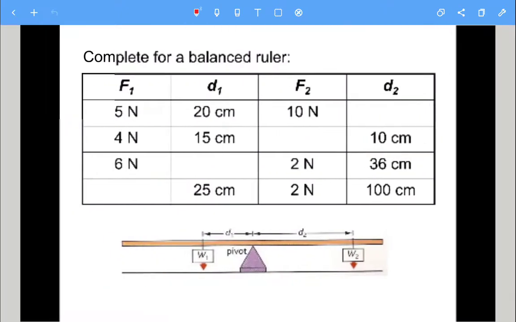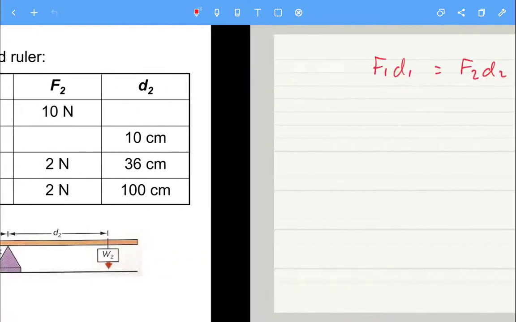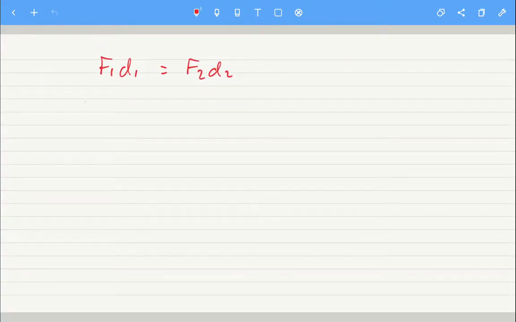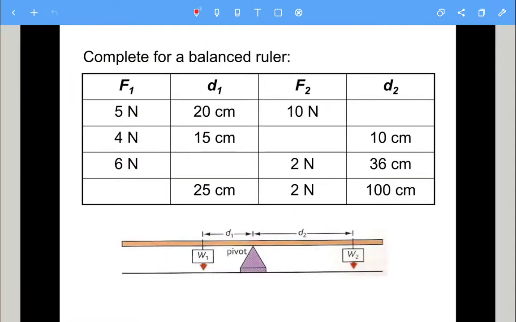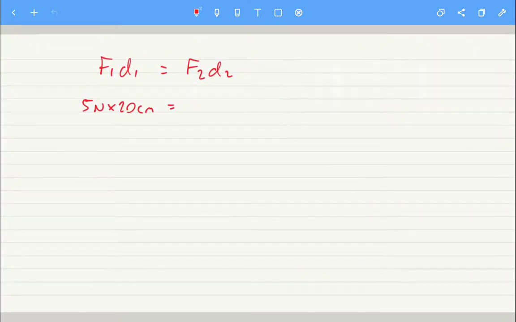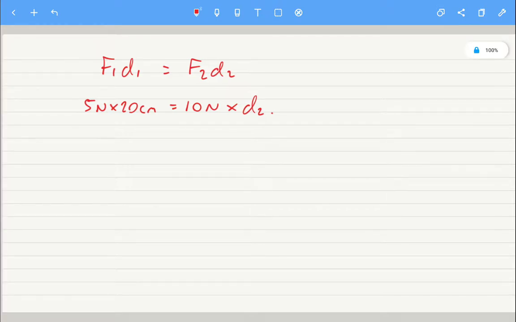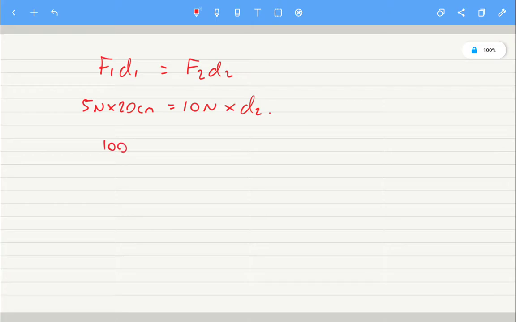Then we just need to put our numbers in. So we've got 5 newtons and 20 centimeters. So let's do 5 newtons times, I'll leave the units in just for this, 20 centimeters equals, and then force 2 is 10 newtons and we're finding distance 2. So that's 10 newtons times distance 2. If we leave it in centimetres, we'll get an answer in centimetres. If we convert it into metres, we'd get an answer in metres. So 5 times 20 would be 100 newton centimetres equals 10 newtons times D2.